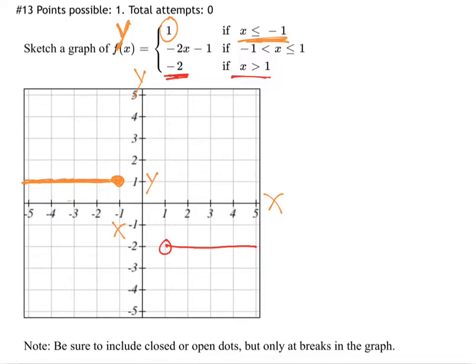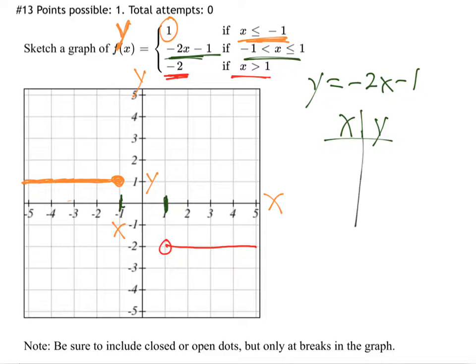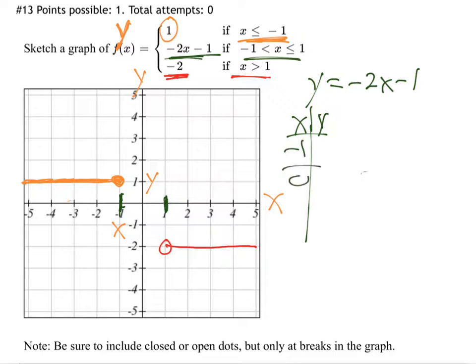For the middle, we're going to say minus 2x minus 1 for values of x between negative 1 and positive 1, right in the middle. So how do we do that? Well, I would just plug in. I'd probably just make a little xy table. We're going to start at negative 1, and plug in negative 1, 0, and 1. In fact, you don't even need the middle probably. Anyway, here we go.